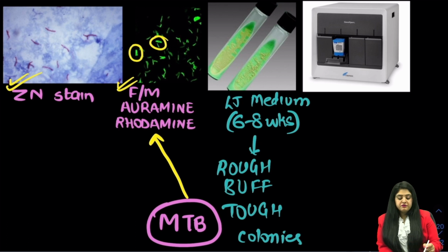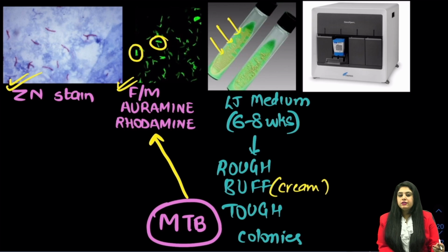What is rough, buff, tough? Rough means obviously they are very rough. They are not at all shiny. They are very rough. Tough means I cannot remove them. They are very, very adherent, very tough. And what is buff? Rough and tough I understand. What does buff mean? Buff means they are cream color. Because if you look at their color, they are not looking like pearly white. It is a slightly cream, off-white color, so that is buff. Rough, buff, tough colonies.